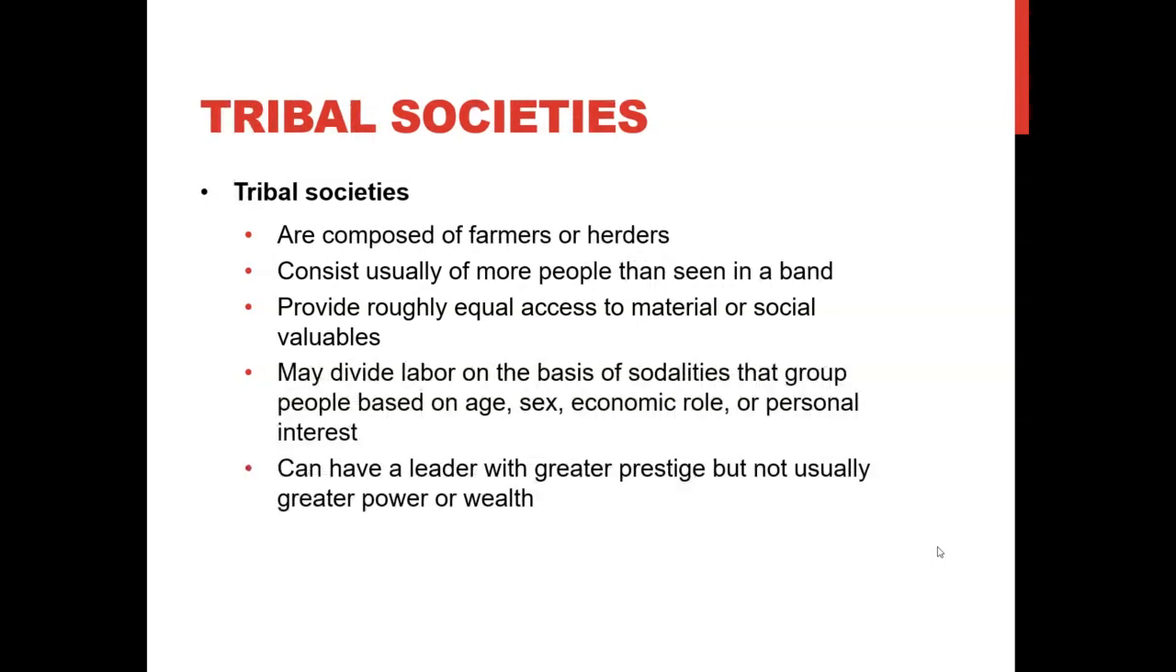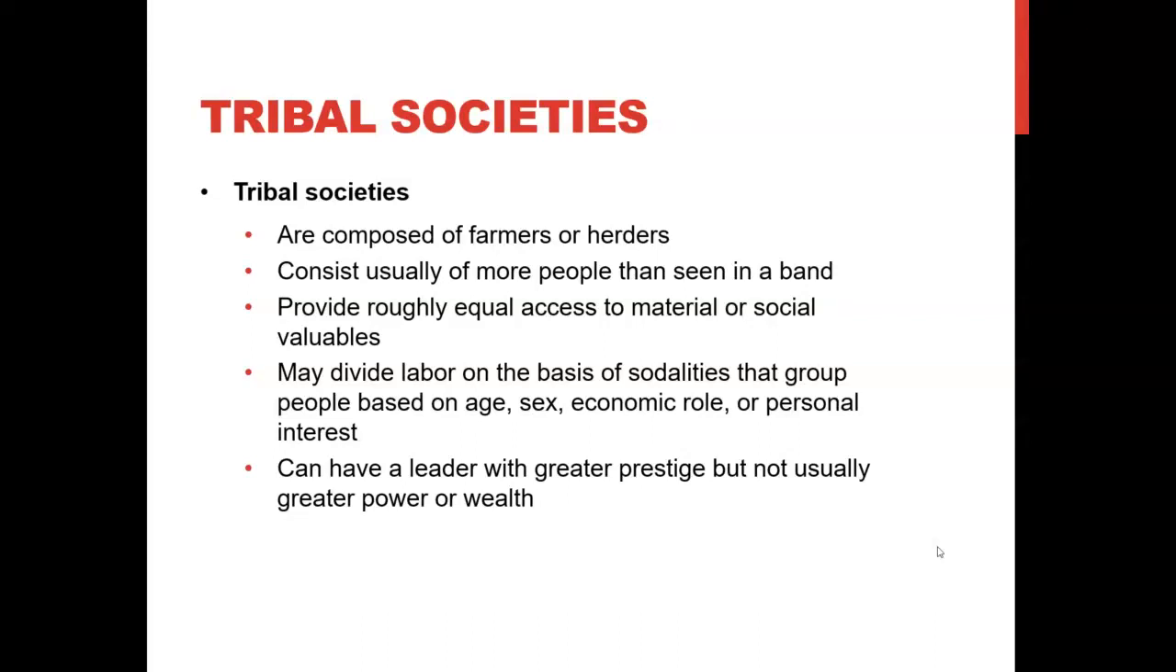Okay. So tribal societies. Tribal societies, now we're getting bigger, right? Let's say we're 3 times that. Let's say we're 100 people. Tribal societies are composed of farmers or herders, meaning that again we're producing our own food. So this consists usually of more people than seen in a band. Provide roughly equal access to material social valuables. So if we have 100 people and we catch 100 fish, everyone's still getting a fish. We may divide labor on the basis of sodalities that group people based on sex, age, economic role, or personal interest, and can have a leader with greater prestige, but not usually greater power or wealth.